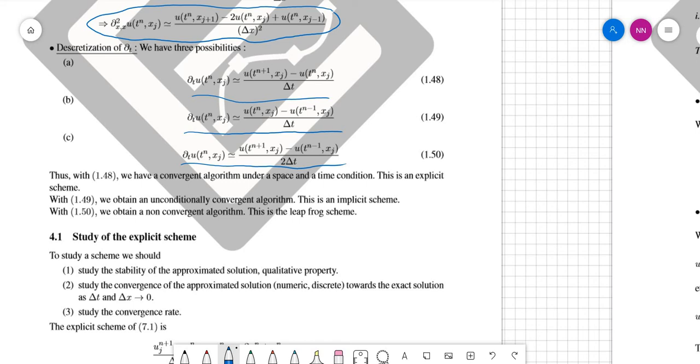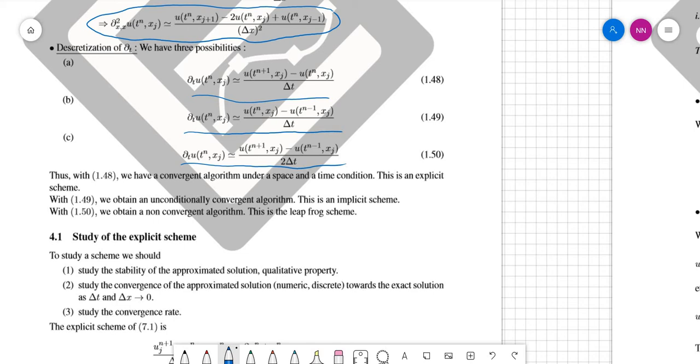So we continue working on the explicit scheme, and we want to study the scheme. To study a scheme, we should study the stability of the solution. The stability of the solution means: does the solution go to infinity somewhere or not?